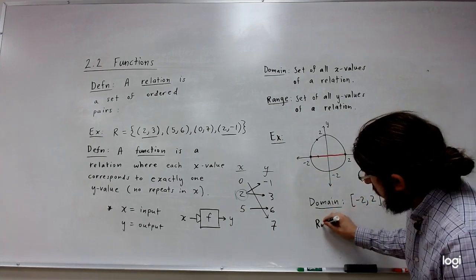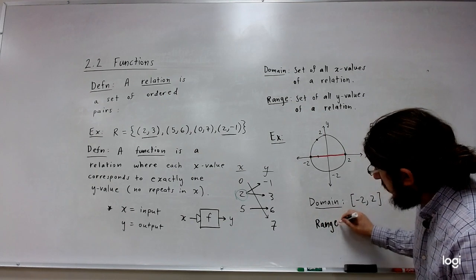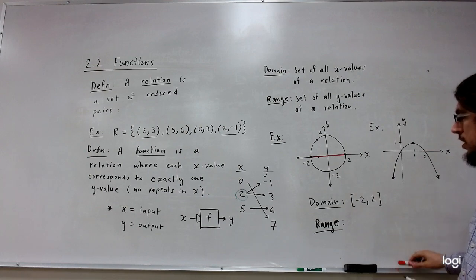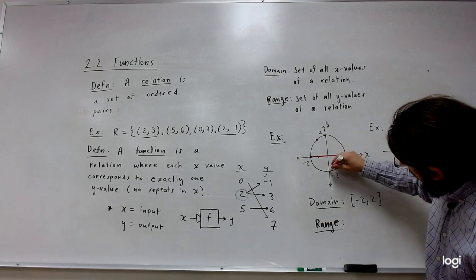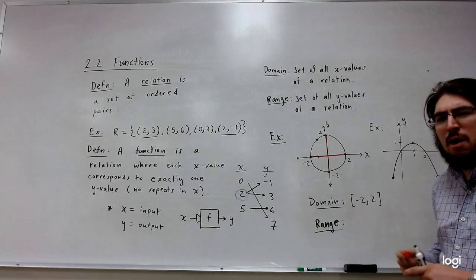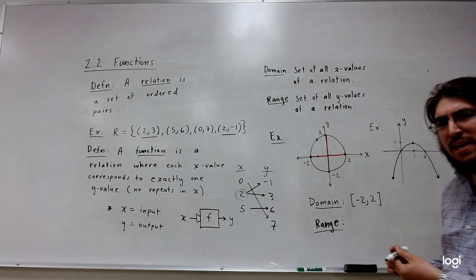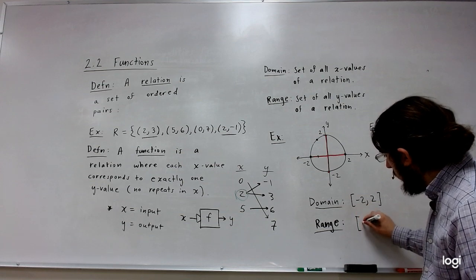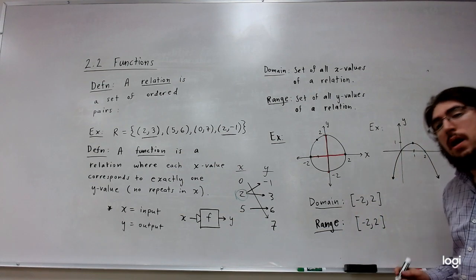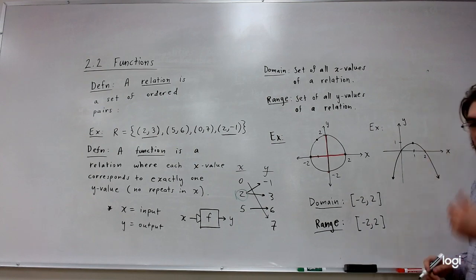Similarly, what do you think the range is? What do you think the set of all possible y values for this circle are? So we would look at the y shadow, and the y shadow in this case is also the interval negative 2 to 2. Now it's of y values, but we can still write it in interval notation. So it's negative 2 to 2. Okay, great. All right, now what about this parabola here?